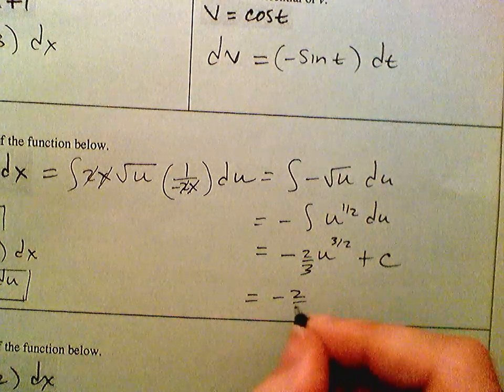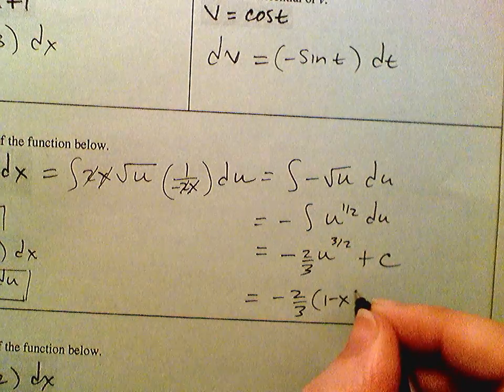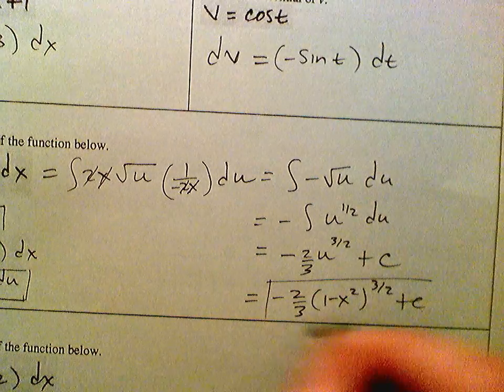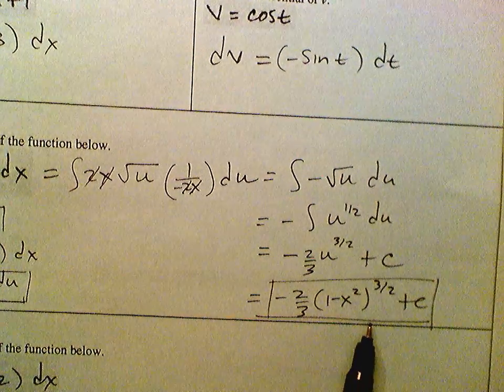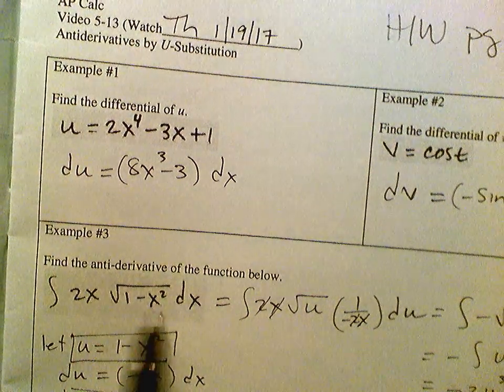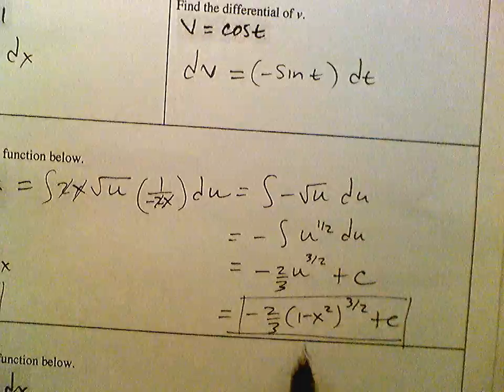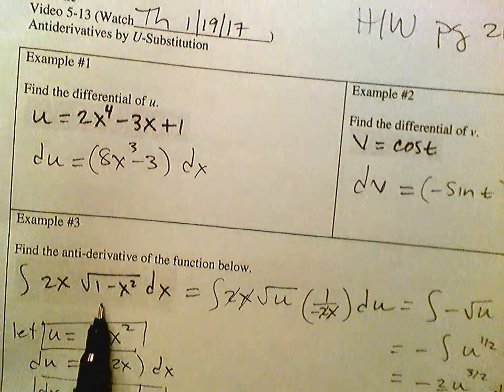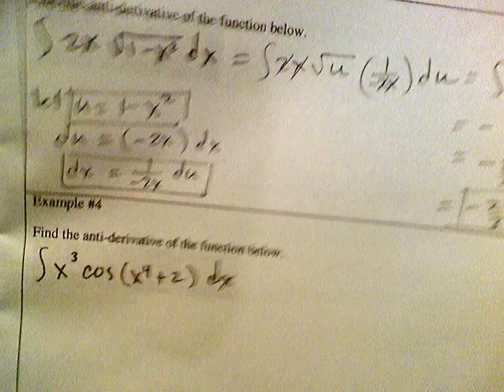So this is negative 2/3, 1 minus x squared, to the 3/2, plus c. And if you take the derivative of this, you will end up with this function here. So this thing here is the antiderivative family, because of the plus c, of that one right there. Okay, so we're going to do 2 more examples.